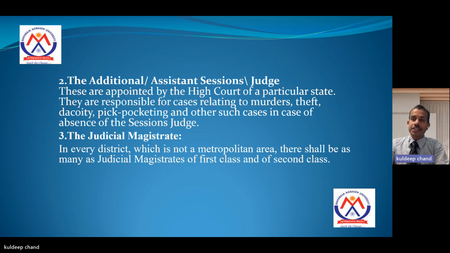The additional or assistant sessions judges are appointed by the High Court of a particular state. They are responsible for cases relating to murder, theft, dacoity, pickpocketing and other such cases in the absence of the sessions judge.